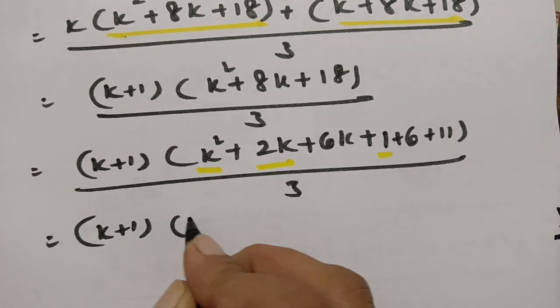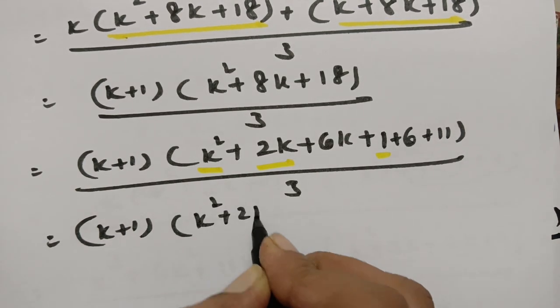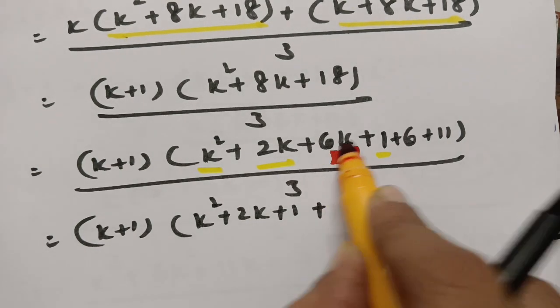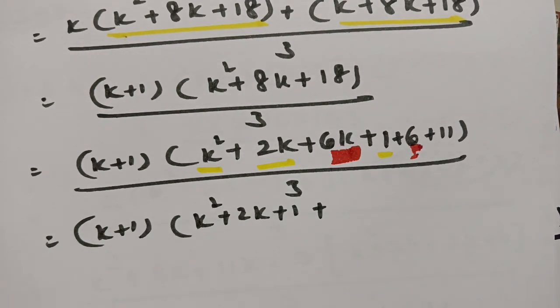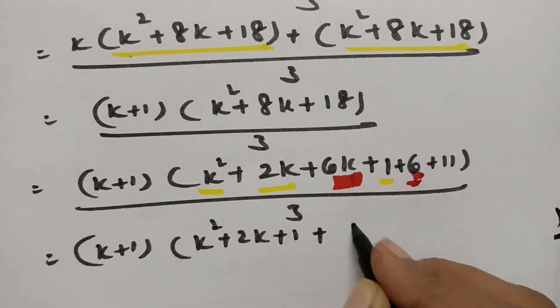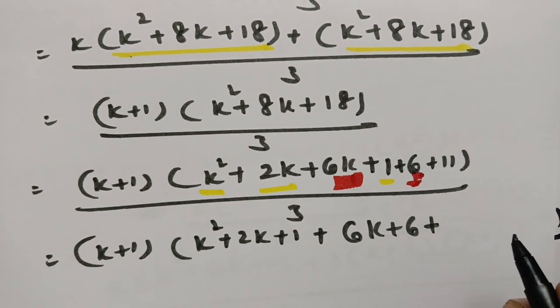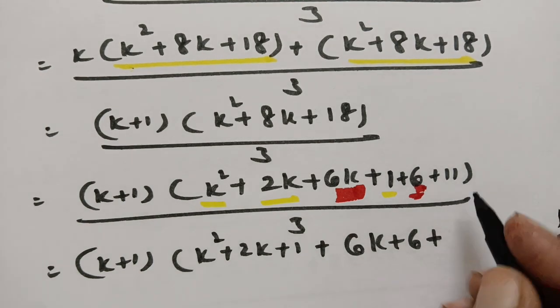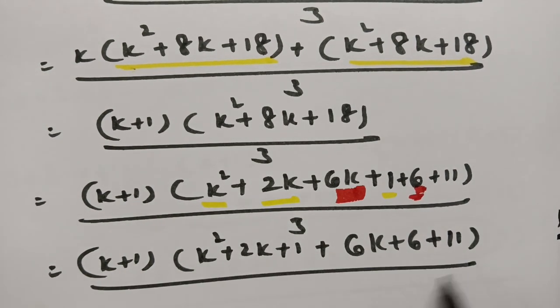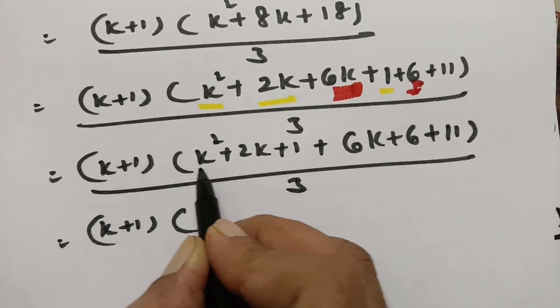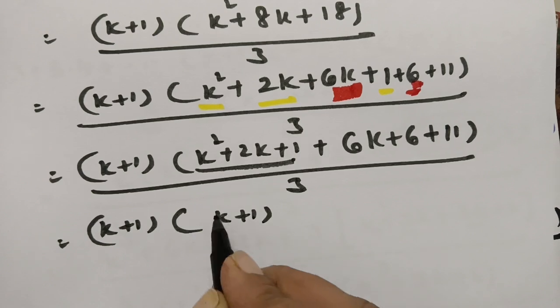At one time I am writing k square plus 2k plus 1, and these two here, that is 6k plus 6. So this will be 6k plus 6, and next one here, what is left over here? This is 11 divided by 3. And see here, this will be k plus 1 times of. So this can be written as k plus 1 whole square.